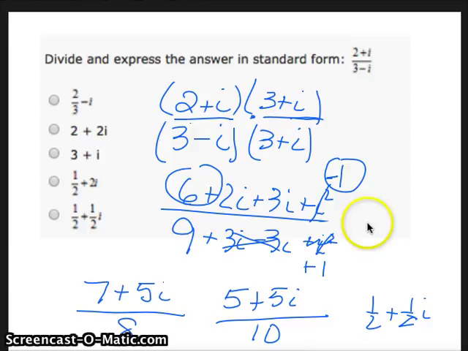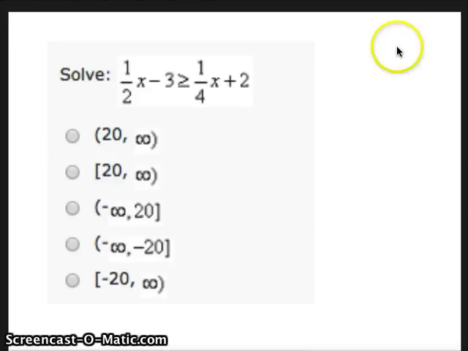In Orange Lab, we don't have fill in the blank answers. Okay, so there you go. That's how to do that problem. Let's look at this next problem.